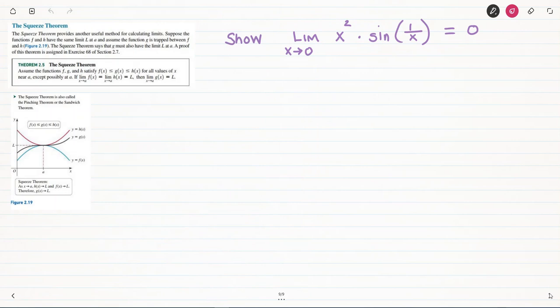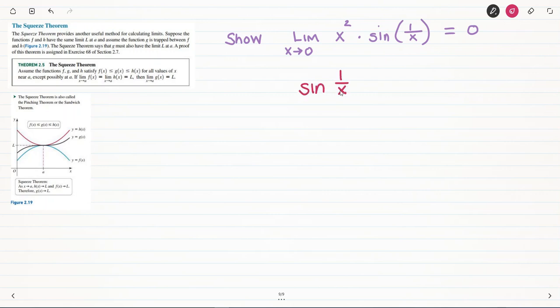Show that the limit as x approaches 0 of x squared times sine of 1 over x is equal to 0. We can't just use direct substitution because we get a 1 over 0, which is undefined, but we can use the Squeeze Theorem. So let's look at how we could use the Squeeze Theorem to show this example. The first thing we want to do is just look at this sine of 1 over x.